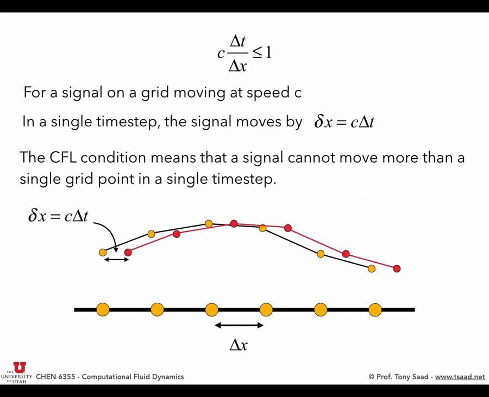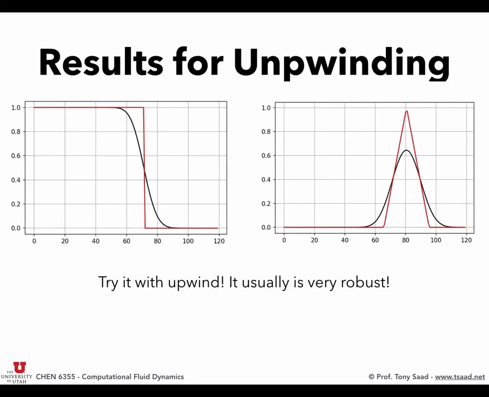So in a single time step, small delta t, this signal is going to move by an interval del x, okay? The CFL condition tells you that this interval, del x, cannot be bigger than the grid spacing delta x. In other words, you cannot move information more than one grid point at a time. Okay? We know that this scheme is very diffusive, but it is stable and it works.